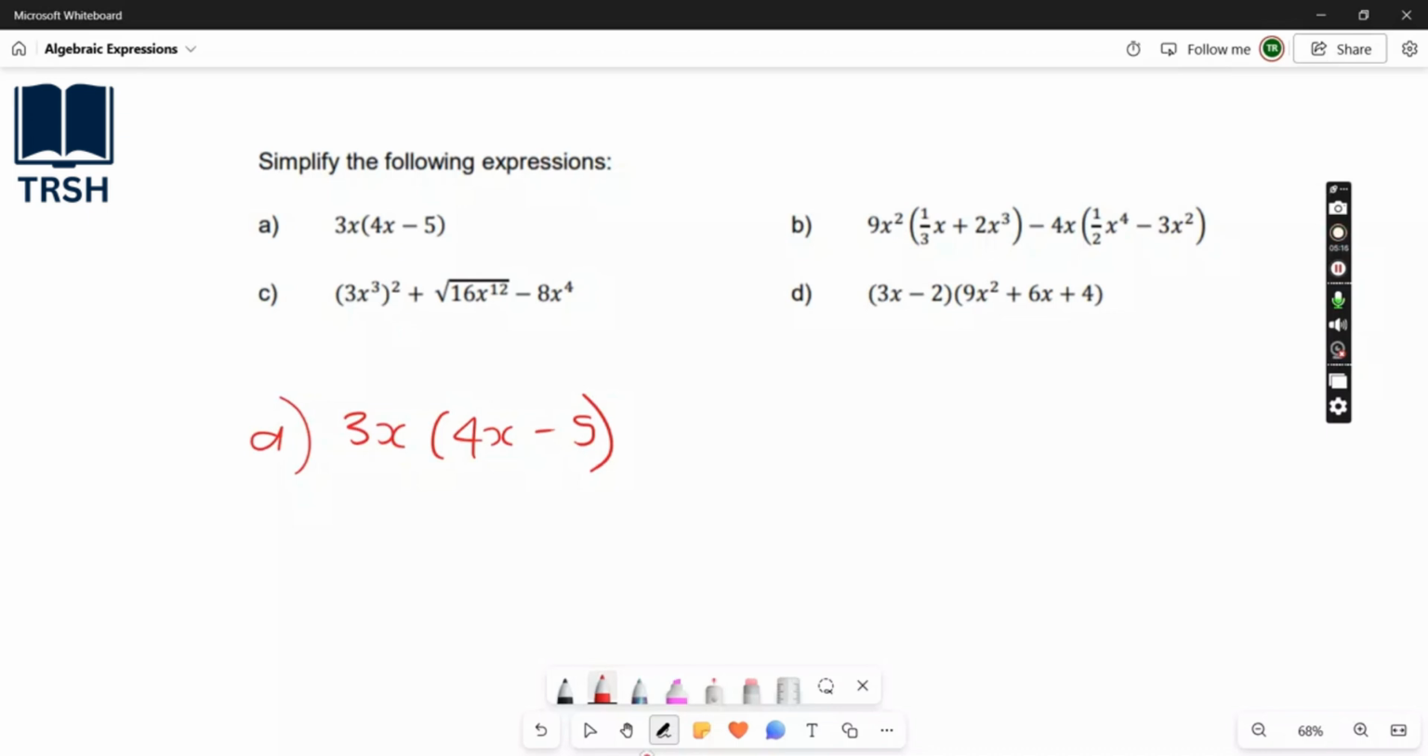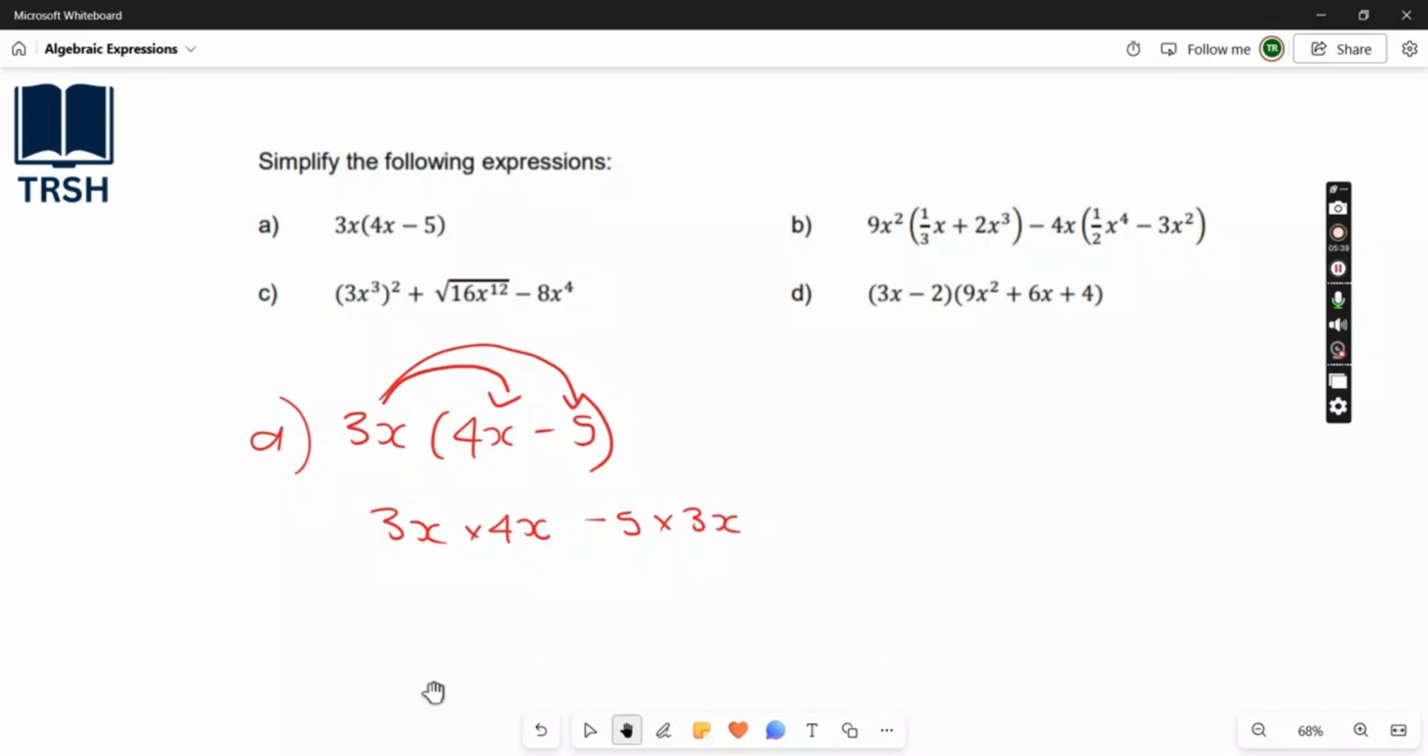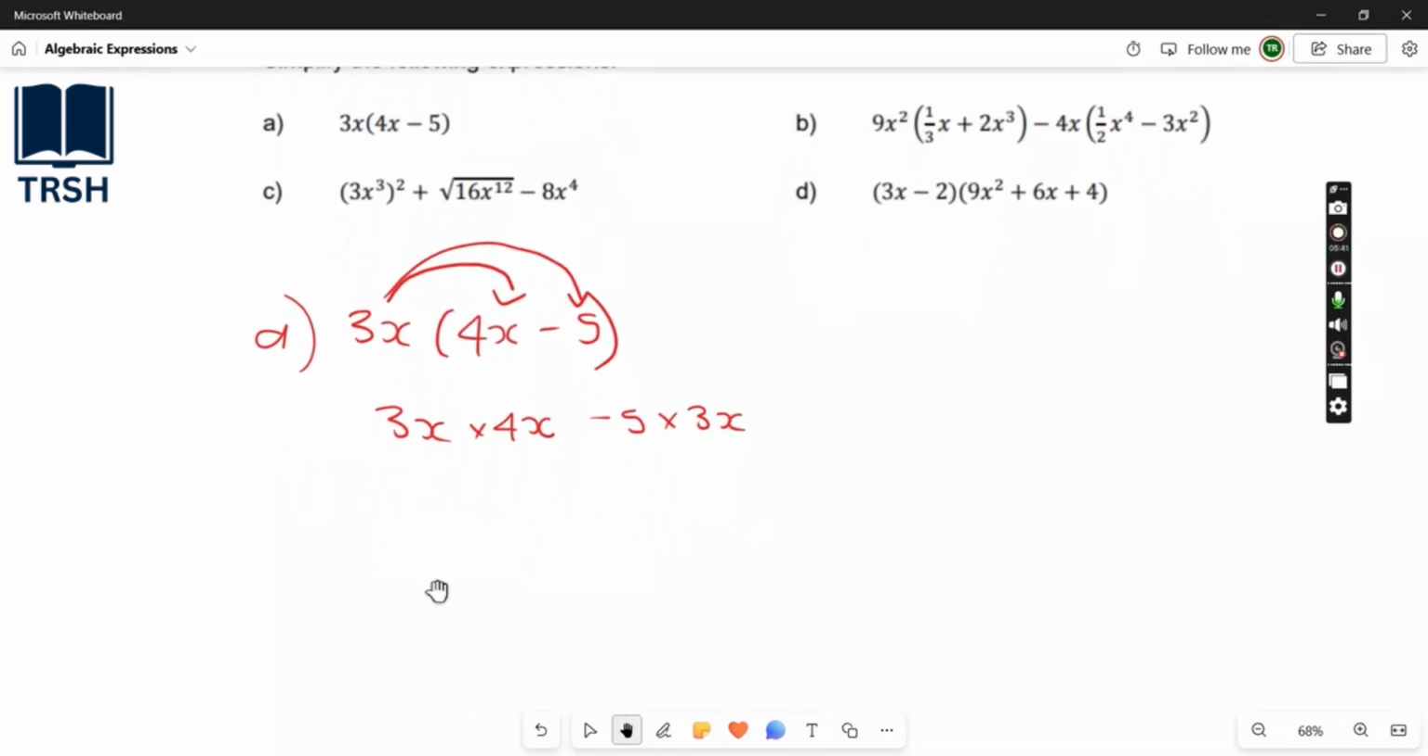First things first, every time you have a bracket, you need to multiply everything that's outside of the bracket with everything that is inside the bracket. So if we say 3x, we're going to multiply it by 4x, and then we're going to say the negative 5 multiplied by the 3x. That's basically what we're going to say. I'm just going to write it down, but if you already know, then that's what you need to do, okay?